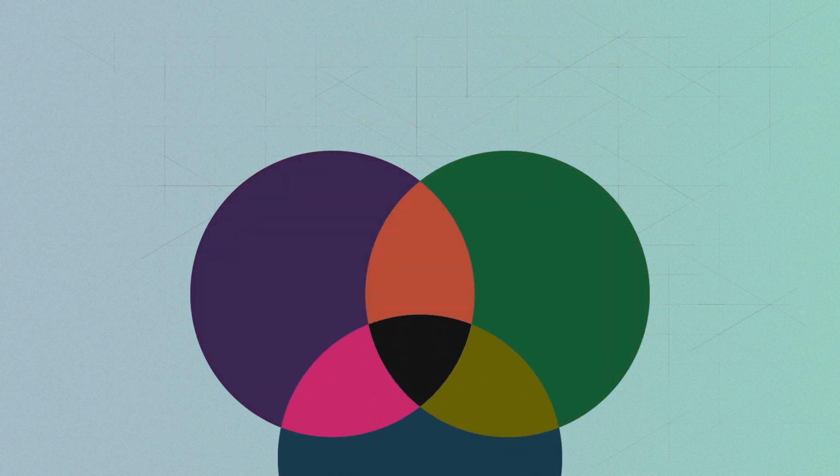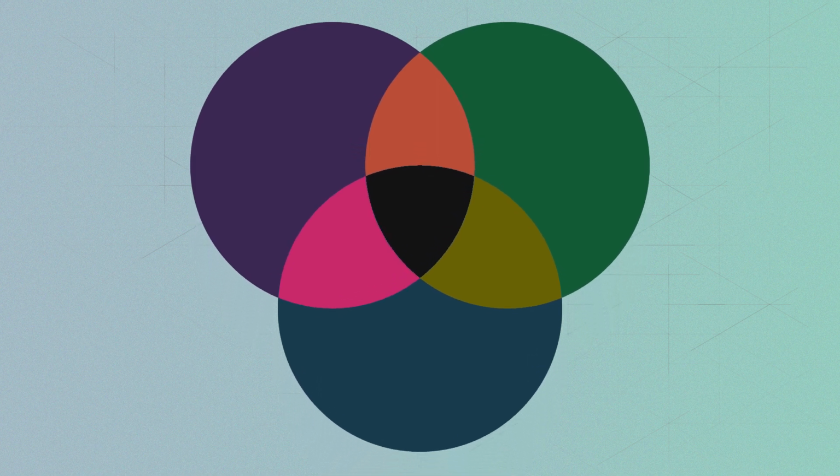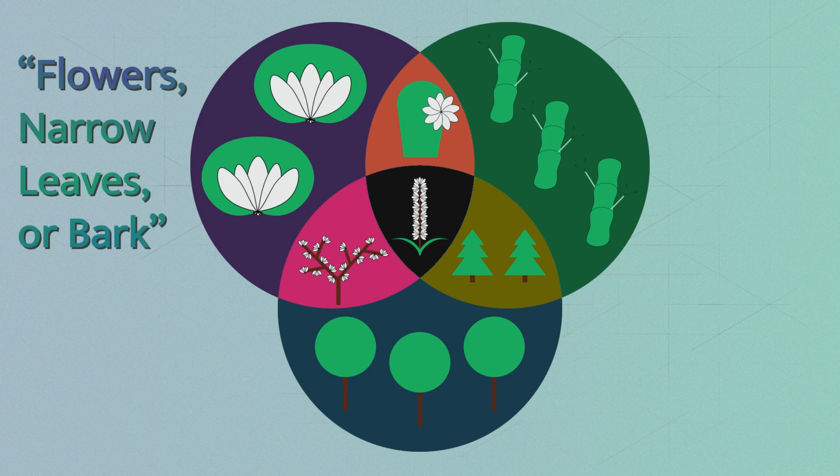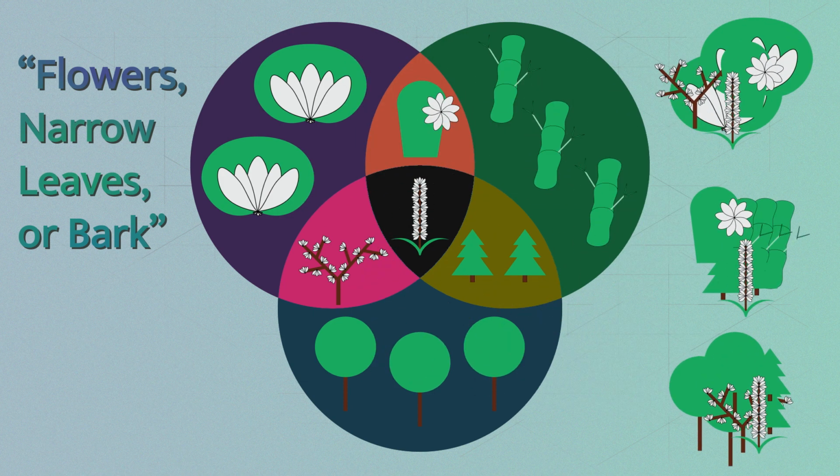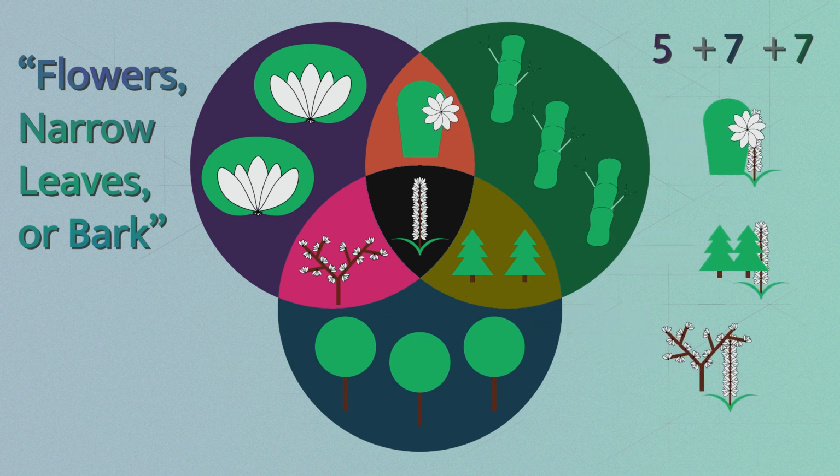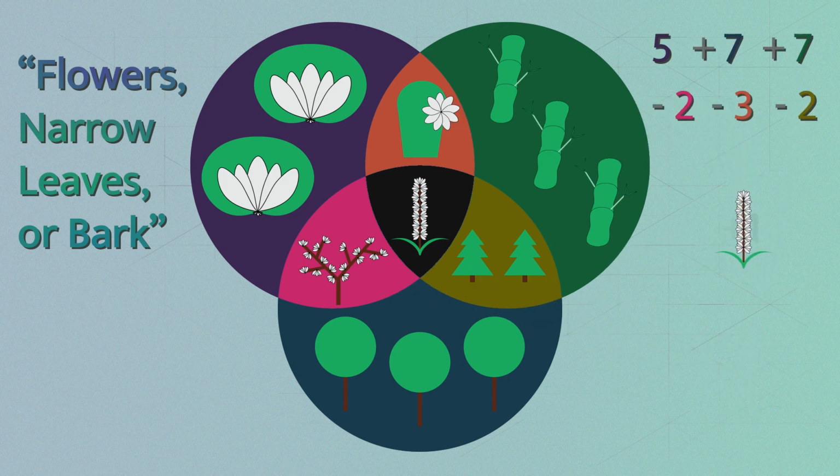This isn't just limited to two sets, though. For example, consider trying to figure out how many plants in the garden have flowers, narrow leaves, or bark. Here, we'd add these sets, subtract their overlap, then add back this part in the middle to get the correct total.